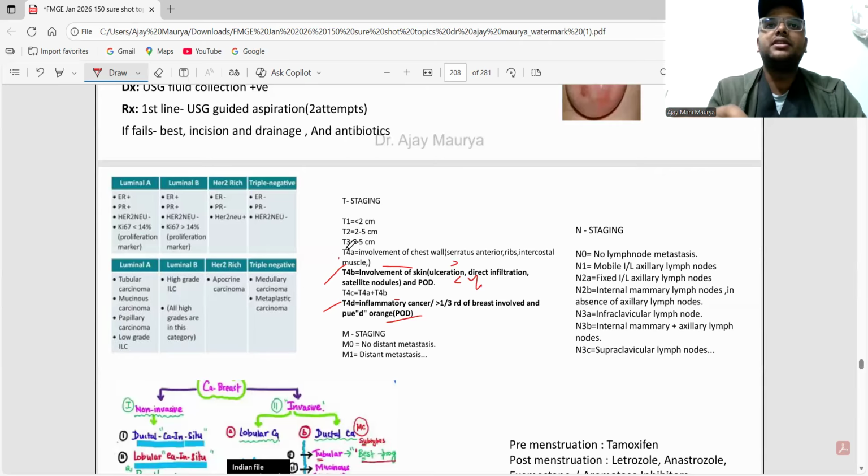And also this is important. Okay? T4A is also important. Involvement of the chest wall. Involvement of the chest wall is T4A. Okay?